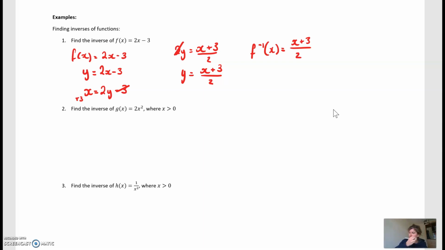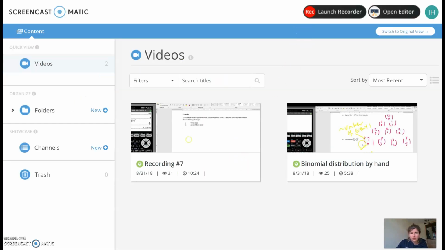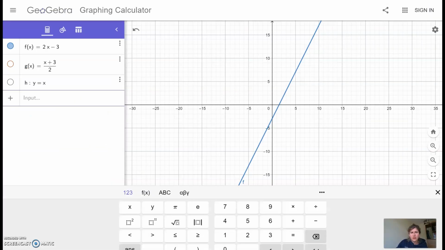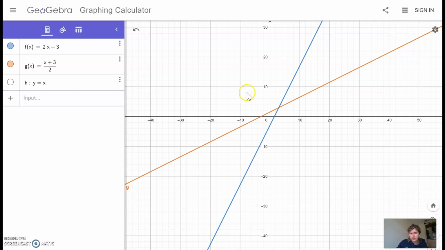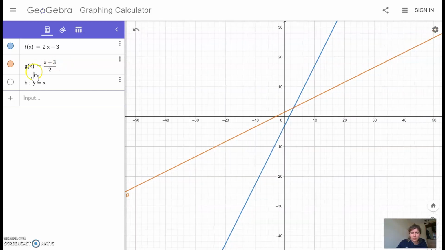I'm going to show you a couple of interesting things about inverse functions, but I'm just going to get my graphs up. Okay, here we go, there's my graphs. Here is our function f of x equals 2x minus 3, so that's the one we just found. Now I've already put the inverse in here, g of x, so I'm going to turn that on. And the other thing is that I've also put in here the line y equals x.